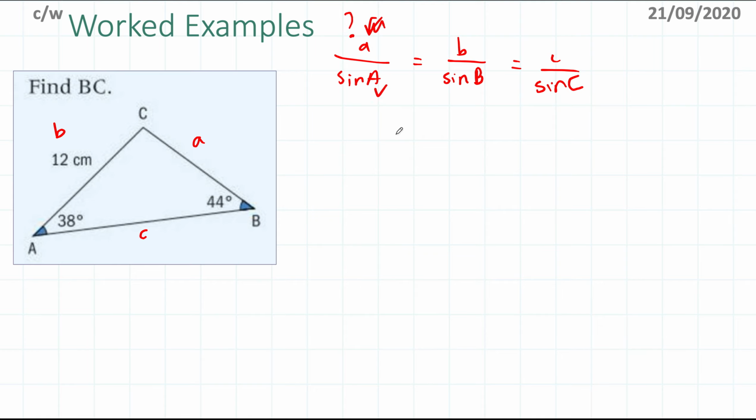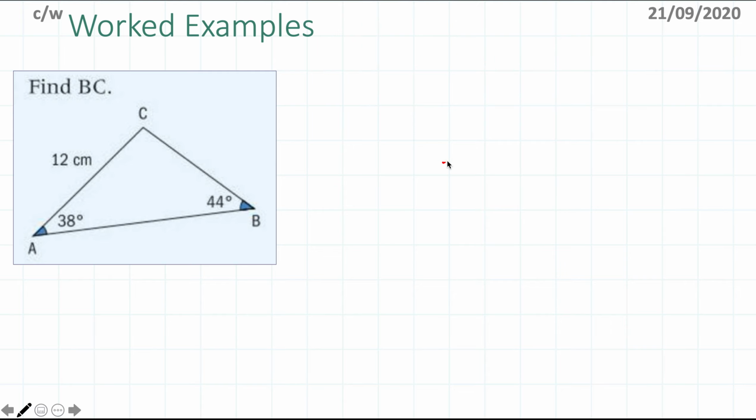I have my angle A, I have the length B, and I have the angle B. So I can pick these two as my fractions. So I'll end up with A over sine A, B over sine B. The reverse also works if you use sine A divided by A, sine B divided by B. But because we're trying to find the length, this is much easier to use.